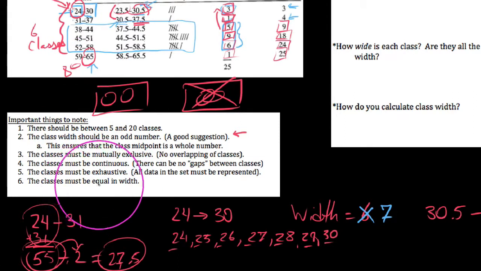And last but not least, all the classes have to be an equal width, otherwise you'll get distorted data. So essentially, if you look at the class width up here, each of these classes had a width of 7. Like 24 up to 31, that's plus 7. 31 up to 38, we're adding 7. 38 up to 45, we're adding 7. 45 up to 52, we're adding 7.